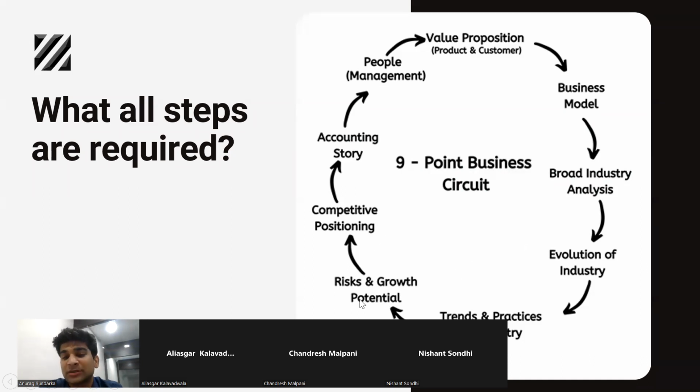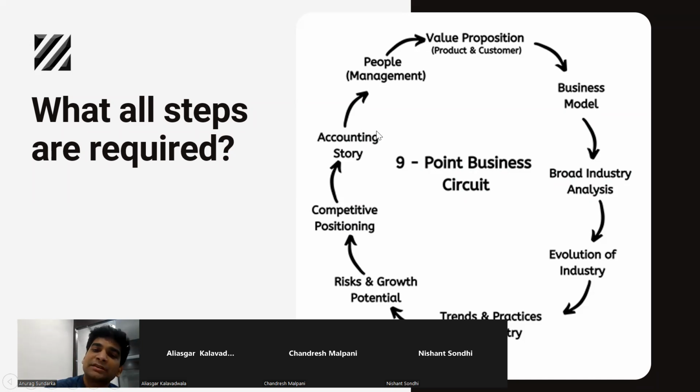Can the government do something? Let's say you're selling liquor. The government can come up and ban whatever you're selling or put heavy taxes on it. What is the growth potential? How big can it become? These are things that we need to understand. Next is competitive positioning. This we have covered already. How well is the company positioned?